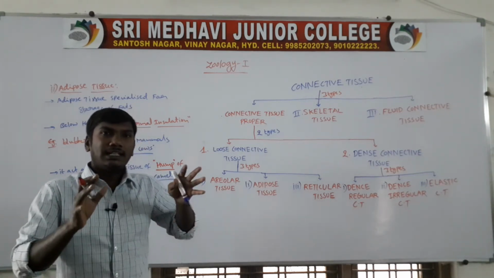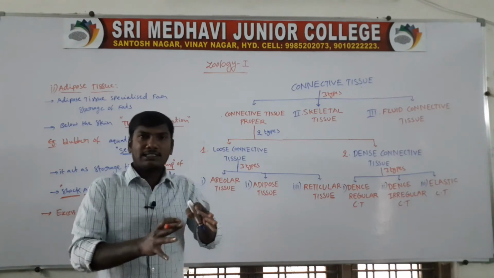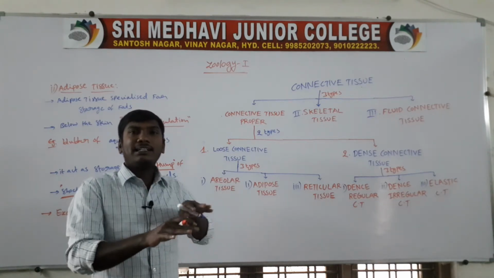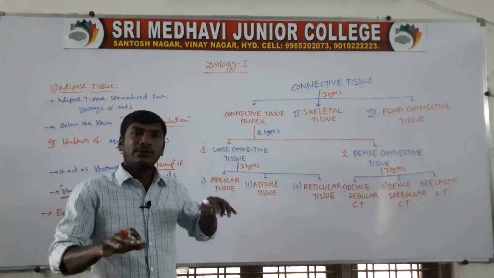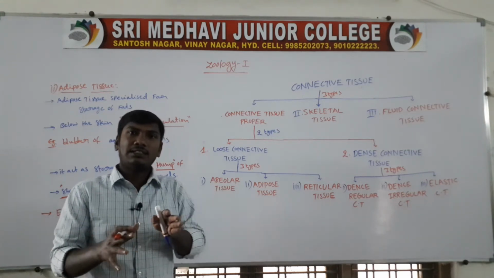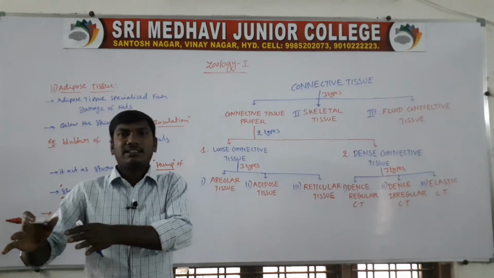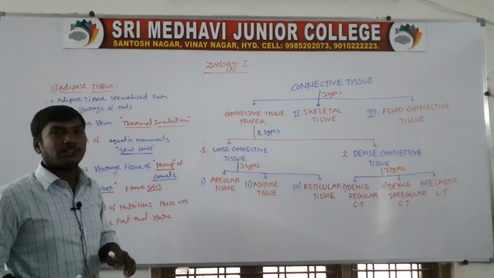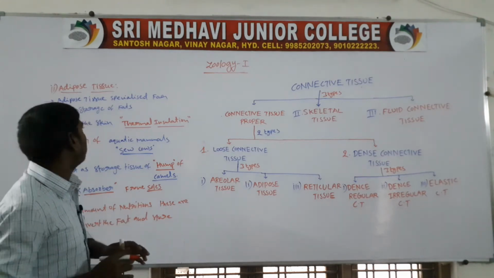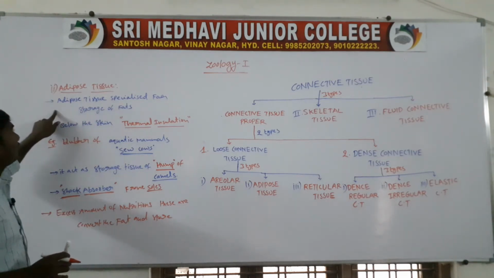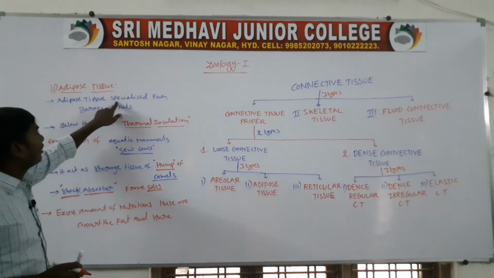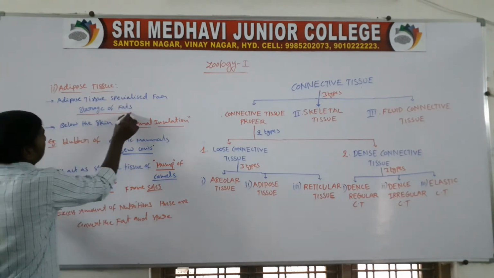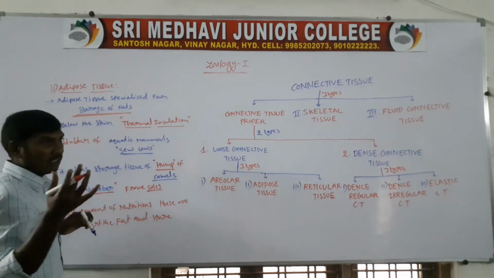To revise: the animals, the organisms, do not use the excess amount of nutrients immediately. So they convert the excess nutrients to fats, and those fats are stored in the adipose tissues. Adipose tissues are specialized for storage of fats.